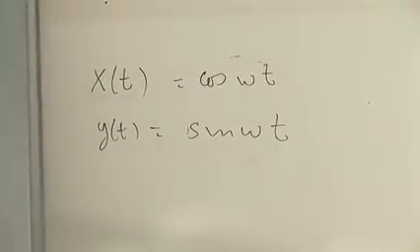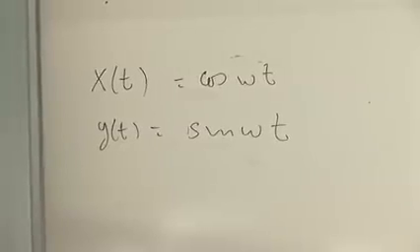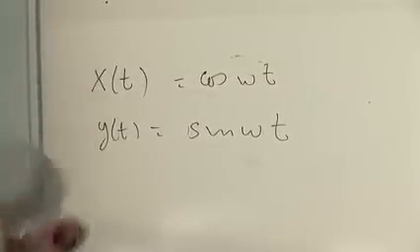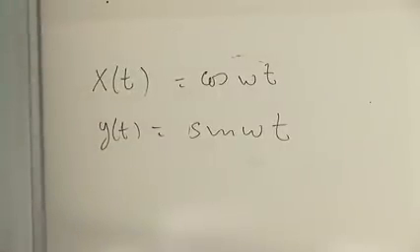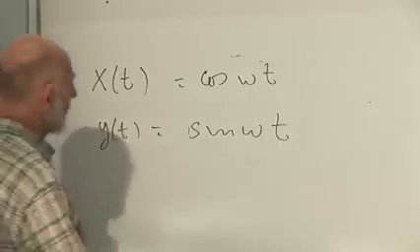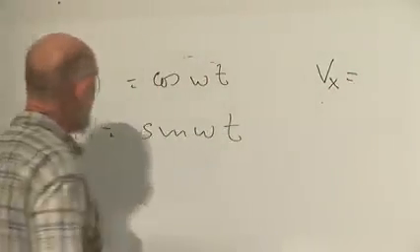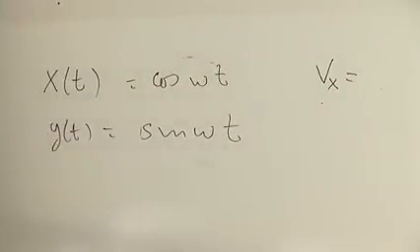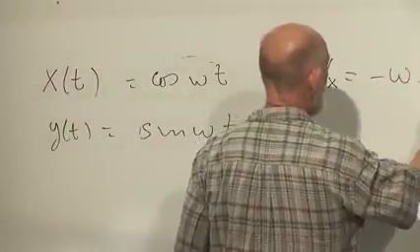And now we can start calculating the velocity and the acceleration. All right, so let's calculate the velocity and the acceleration. I assume that you know how to differentiate a function like cosine omega t. So we just have to compute the first time derivative to calculate v sub x. And the time derivative of cosine omega t is what? Okay. Minus omega times the sine of omega t.